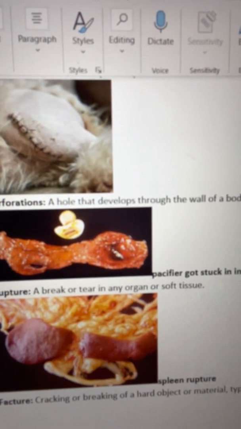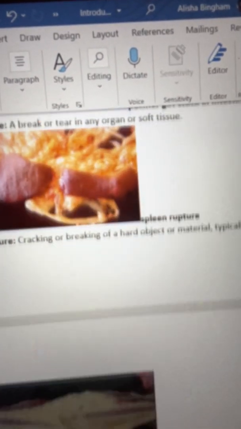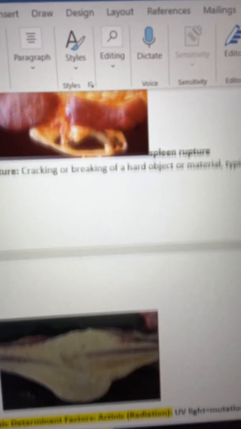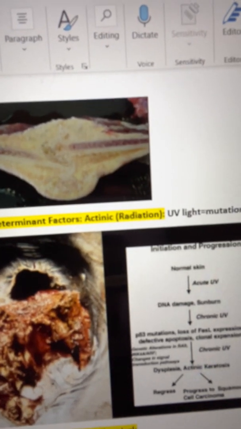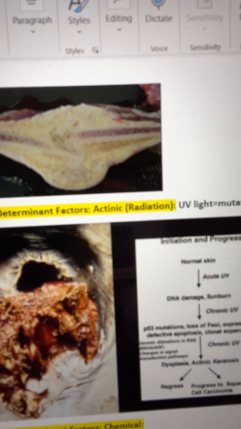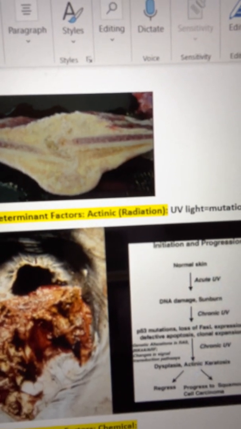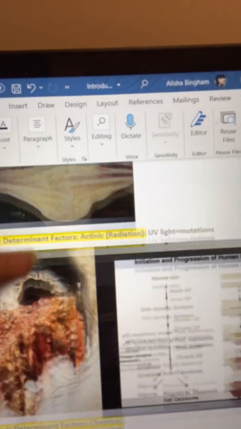We have rupture, which is a break or tear in any organ or soft tissue. And then we have a fracture, which is the cracking or breaking of a hard object or material, which is usually the breaking of a bone. So then we have extrinsic determinant factors, actinic radiation, which means UV light, and which equals mutations. And then we have extrinsic determinant factors, which are chemicals. So we have the endogenous toxicants, which includes your uremia and burns and gangrene. And then we have the exogenous toxicants, which includes the mycotoxins, the rodenticides, insecticides, and toxic plants.